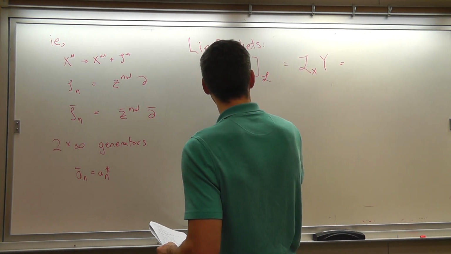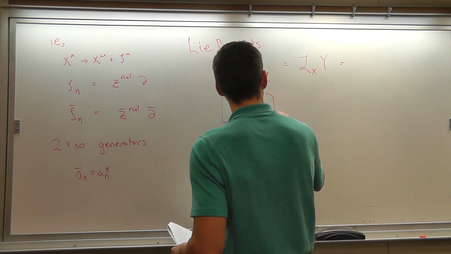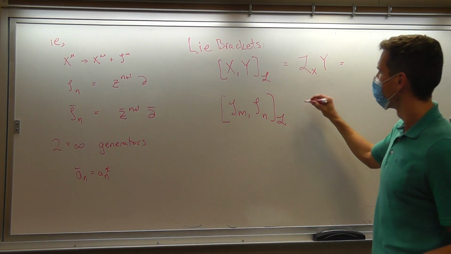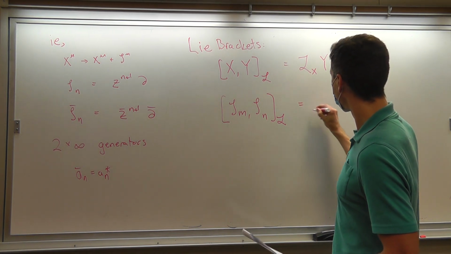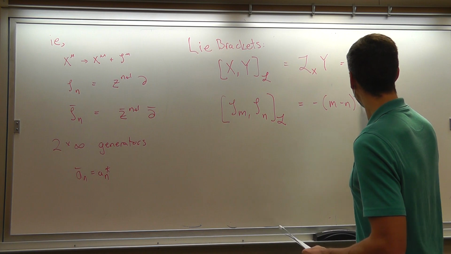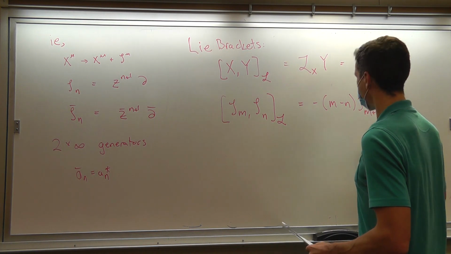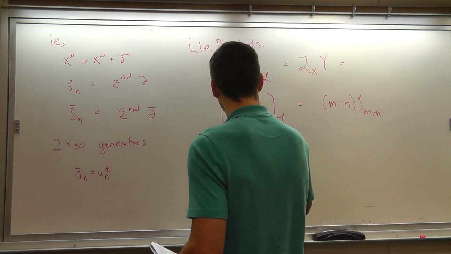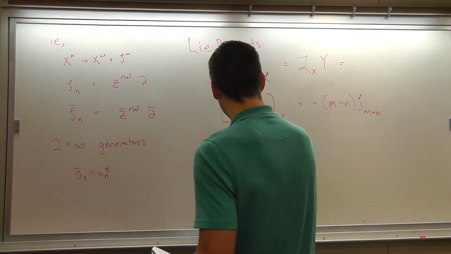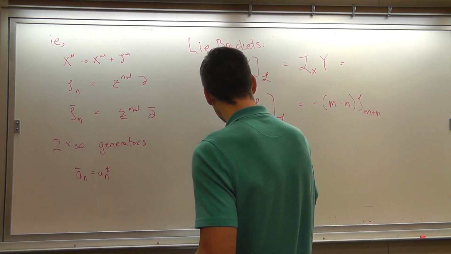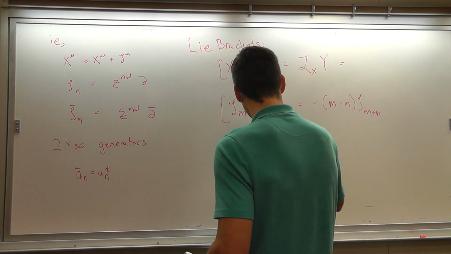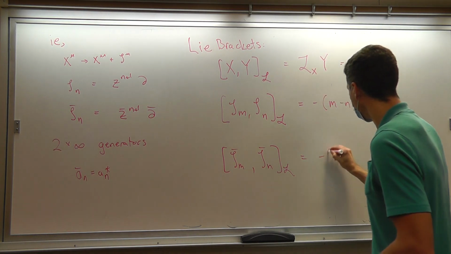So if we plug in our generators, the Lie brackets of the holomorphic generators, zeta m, zeta n, give you (m minus n) zeta m plus n. The Lie brackets of the anti-holomorphic generators, zeta m bar, zeta n bar, give you the same thing.